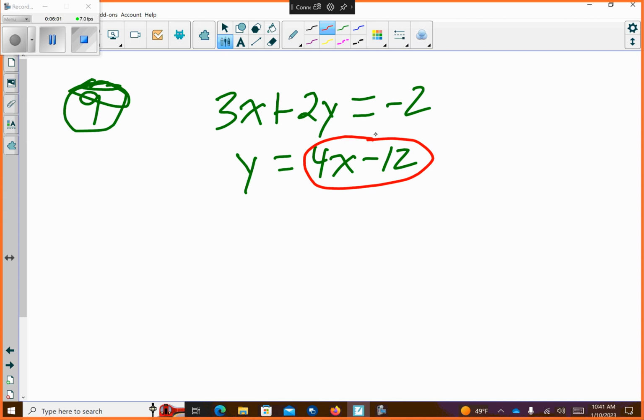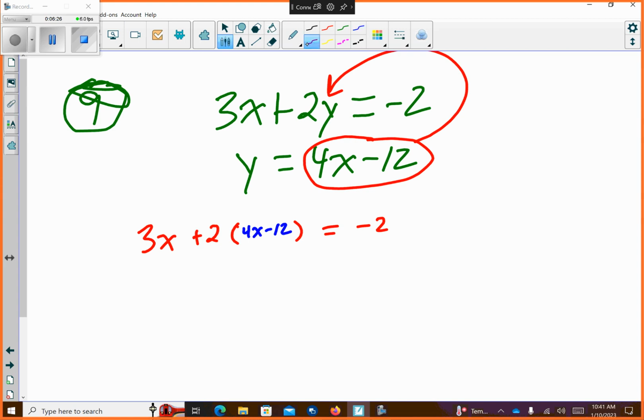I circled 4x minus 12. What do you think I should do with the 4x minus 12? Yeah, I'm going to go into the other equation where I have a y, and I'm going to stick it in that spot. So I'm going to get 3x plus 2. A y was here. A y is no longer going to be there. What's going to be there? 4x minus 12.